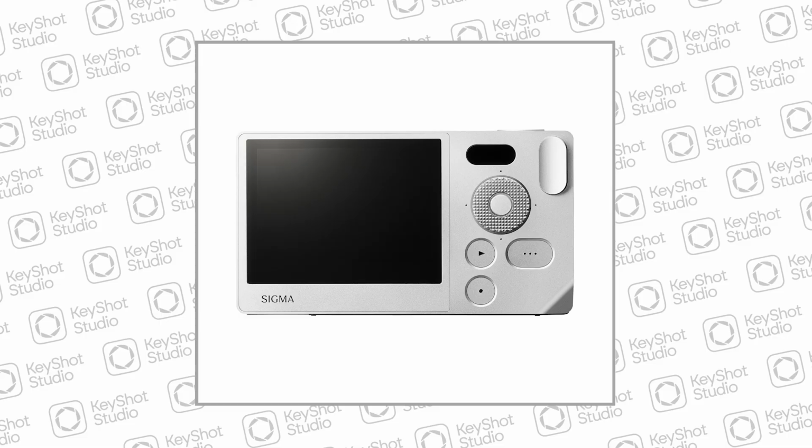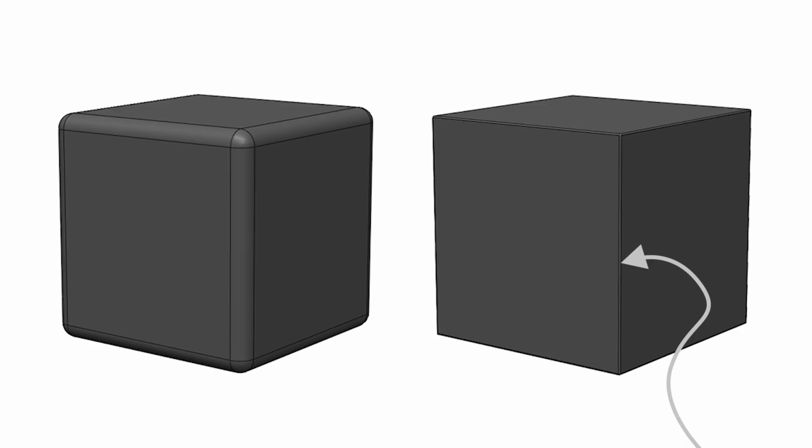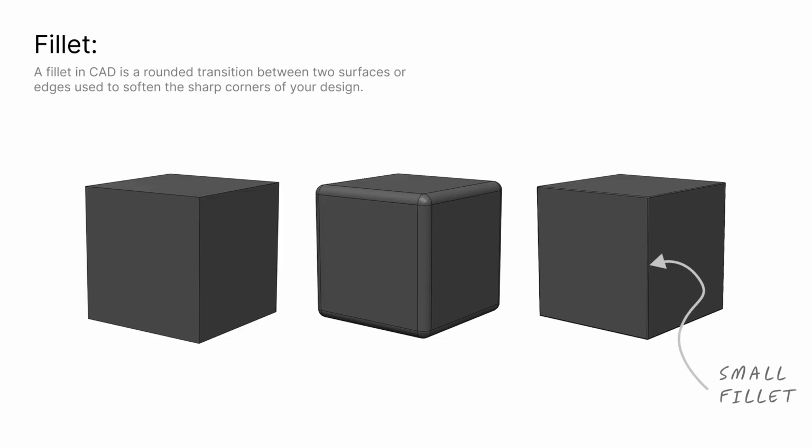Even if that were the case, it's still strongly advisable to add small fillets to your 3D models before bringing them into KeyShot Studio. The reason you want rounds on every edge of your product is so that once you render your model, the highlights will catch on the edges.